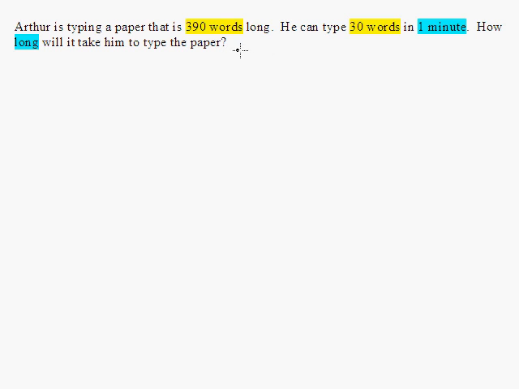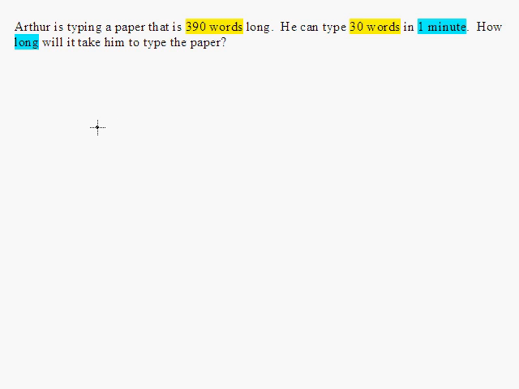I've already highlighted the key words in this problem. I know that Arthur is trying to type a paper that's 390 words long. I also know that he can type 30 words in 1 minute. We have to try to find how long it will take him to type that paper. In this case, long is asking us for how many minutes. How many minutes will it take him to type this 390 word paper?